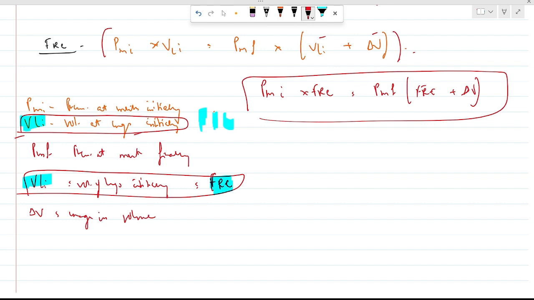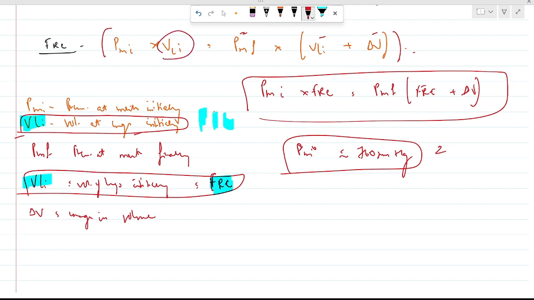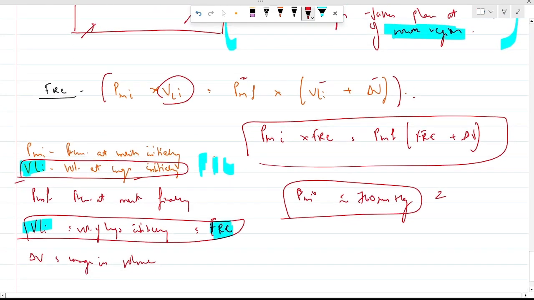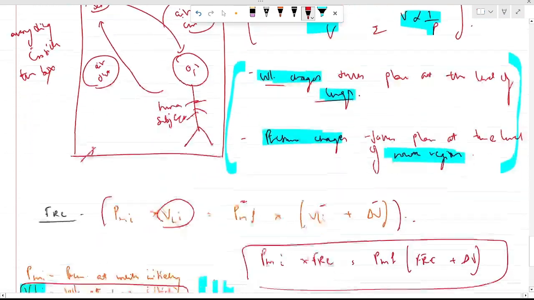Now some calculation information here. PMI, the initial pressure at the mouth region or of the box, we take as normal atmospheric pressure, which is 760 millimeters of mercury. The changed final pressure will be given in the question, and we will be asked to calculate VLI or FRC. So this was all our discussion on the static lung volumes and capacities.